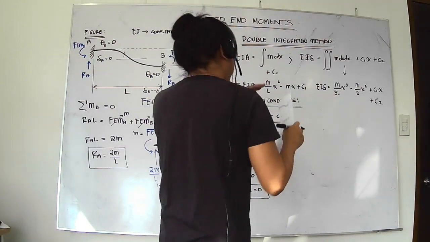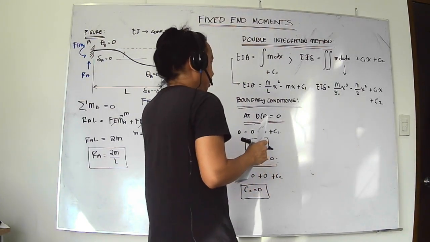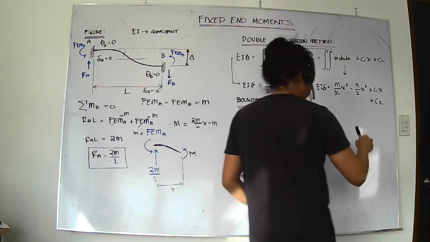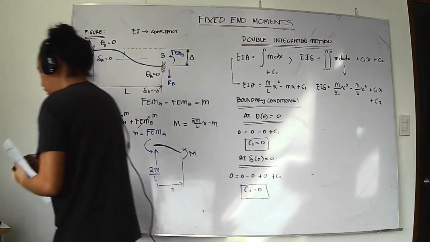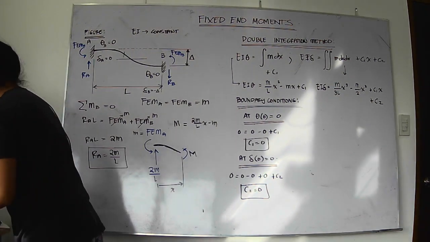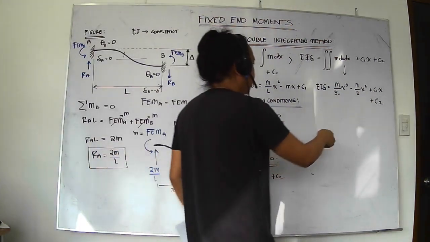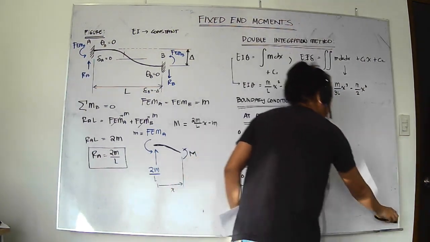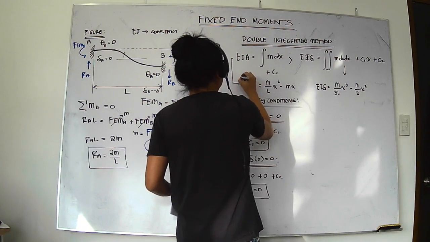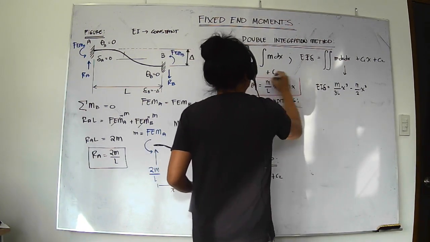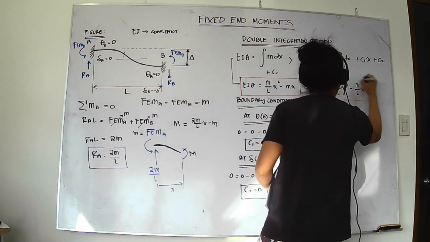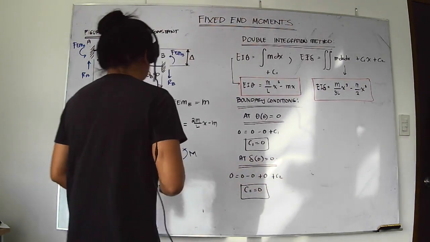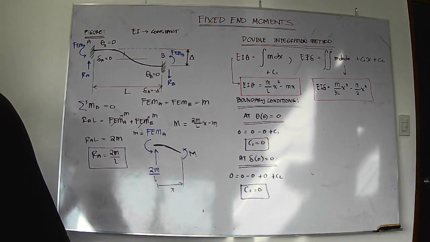So, with all that settled, we can finalize our equations. We could just say that in our final equation, C1 and C2 have been eliminated, so this can be used for the slope and deflection. That's the final form of this solution.